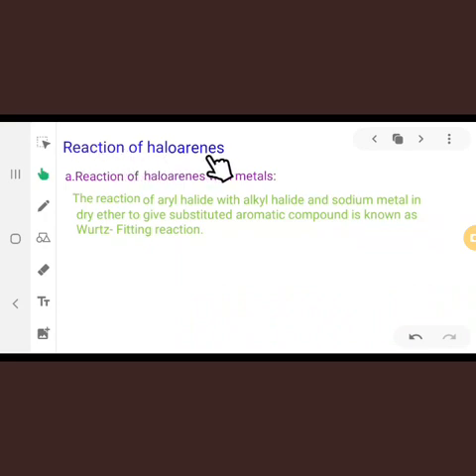Reaction with haloarenes. What are haloarenes? Halogen attached to a benzene ring. Arene means aromatic rings. The first reaction is the reaction of haloarenes with metals. The reaction of arene halide with alkyl halide and sodium metal in dry ether to give a substituted aromatic compound is known as the Wurtz-Fittig reaction. Understand?